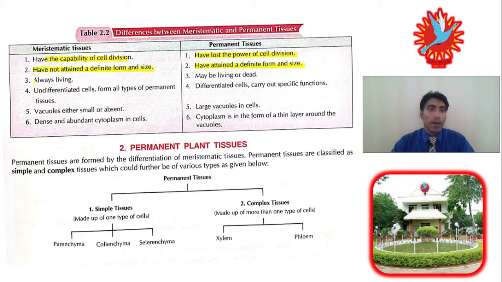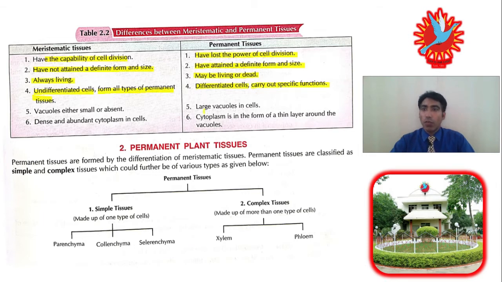The meristematic tissues are always living because they contain only living cells. On the other hand, permanent tissue may be living or dead based on the type of cells in them. The meristematic tissue has undifferentiated cells, and these cells form all types of permanent tissues. On the other hand, the permanent tissue has differentiated cells which carry out specific functions.